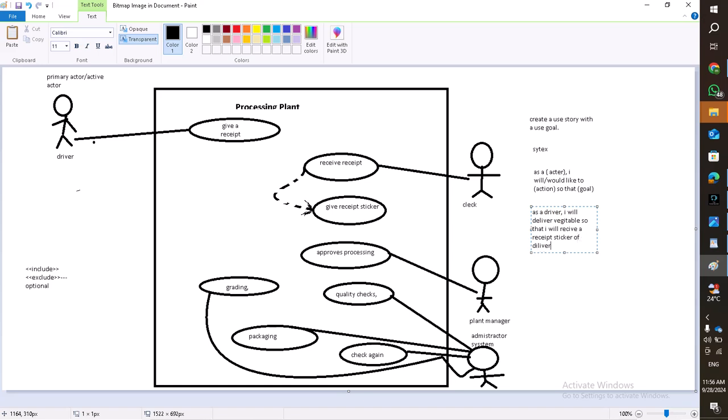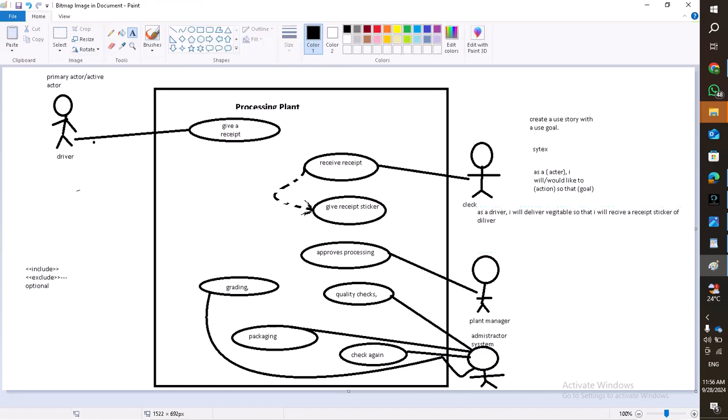That is a user goal. That is a user goal with the user story. So this is how you write it. This is how you actually write a user goal with the user story. So the thing that you have to focus on the most here is the actor, I will deliver. This is where the action takes place, so that this is the goal. I will receive the receipt sticker of delivery. Sorry for the wrong spelling.